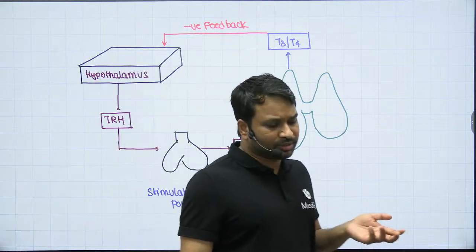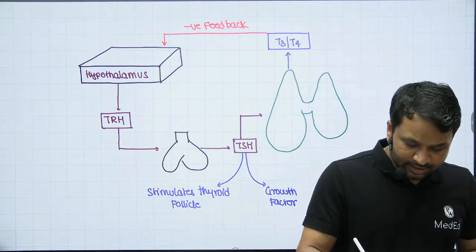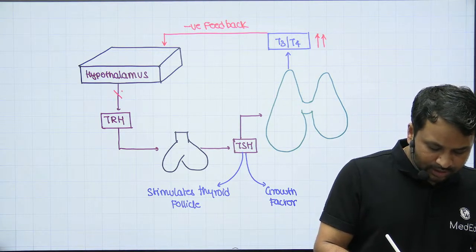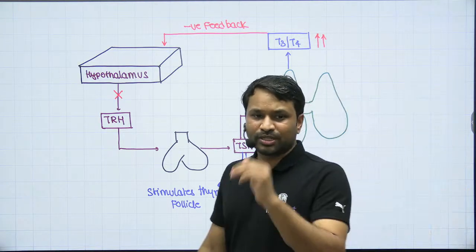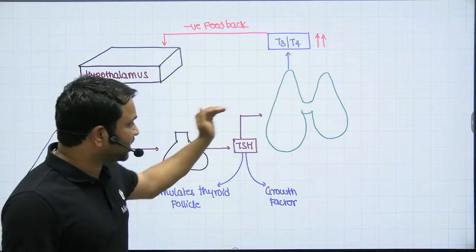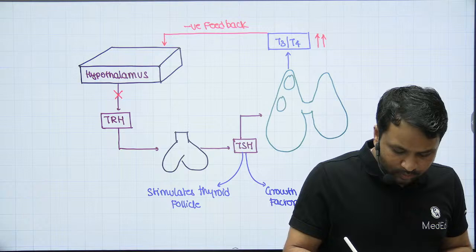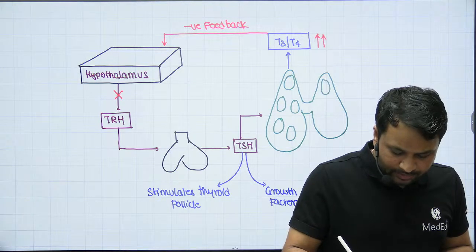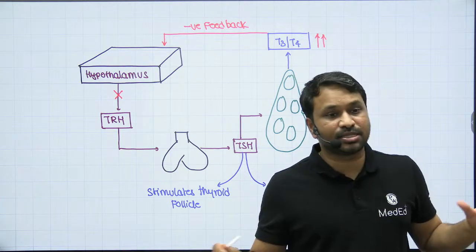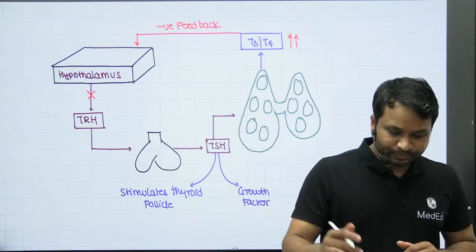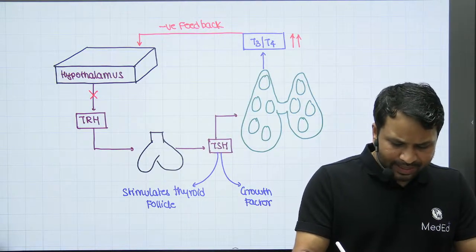So negative feedback says that whenever the concentration of T3, T4 is going to increase, with the help of negative feedback, it is going to cut off this drive of TRH. So the TRH will decrease, the TSH will decrease, the thyroid follicles will decrease. If the follicular stimulus will decrease, the thyroid hormone release will decrease. Okay? So this is how the whole axis is going to basically work. So when I say negative feedback, don't see negative feedback as negative.